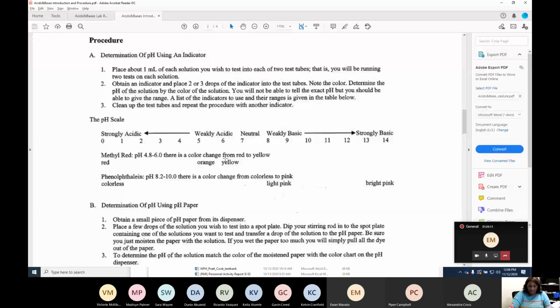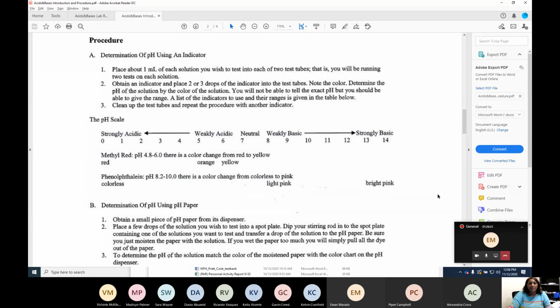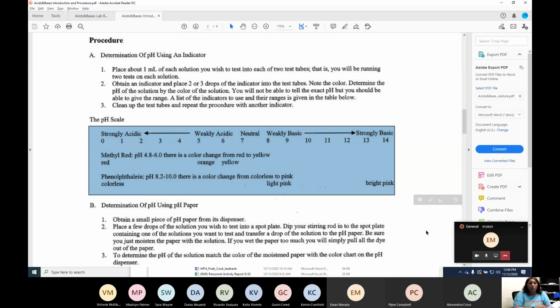Yes, definitely. Good. So this is what you were supposed to use as your guide in the procedure. That's why it was important to read the procedure before class, because that little portion for the indicators gives you a guide to the indicators. Depending on what color you saw in the video that those substances turned the indicator, that will tell you what your pH range is.